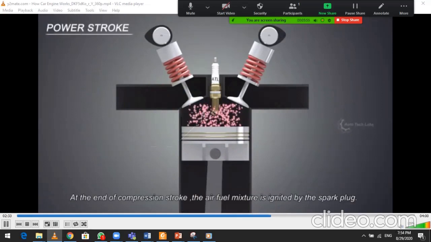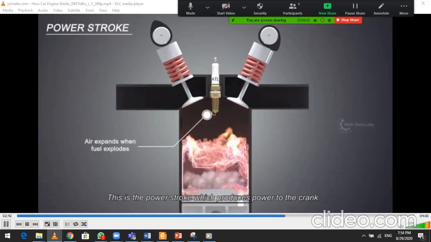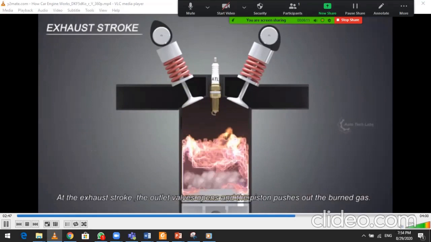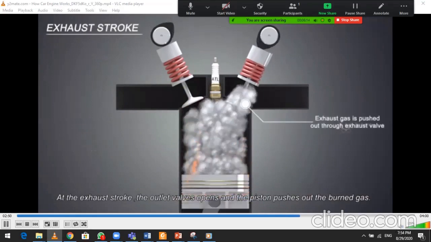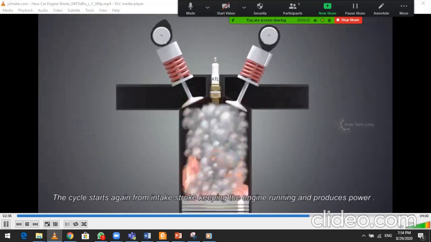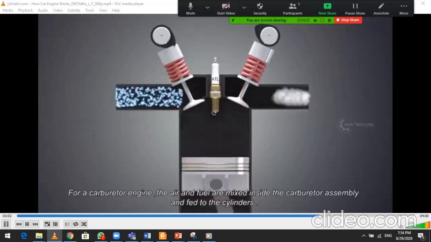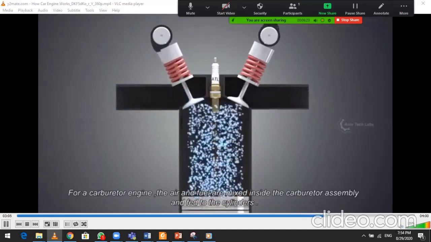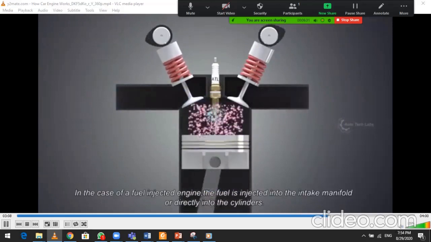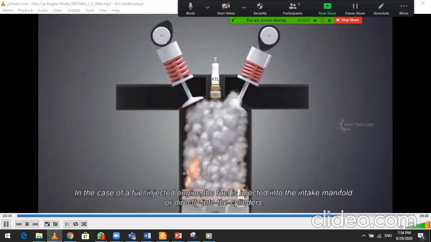At the end of the compression stroke, the air-fuel mixture is ignited by the spark plug. The explosion exerts pressure and pushes the piston down. This is the power stroke, which produces power to the crank. At the exhaust stroke, the outlet valve opens and the piston pushes out the burned gas. The cycle starts again from the intake stroke, keeping the engine running and producing power. For a carburetor engine, the air and fuel are mixed inside the carburetor assembly and fed to the cylinders. In the case of a fuel-injected engine, the fuel is injected into the intake manifold, or directly into the cylinders.